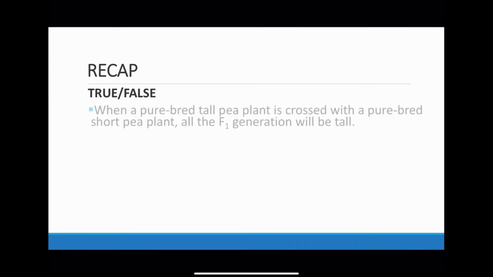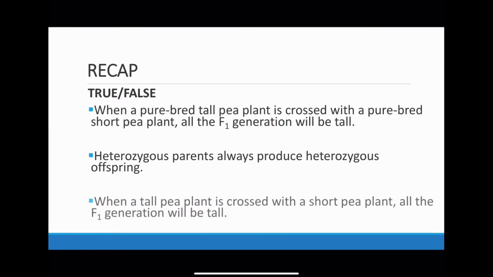First and foremost, just some true and false questions to get you started. If you look at all these questions, they are also reflected in the assignment that you need to do online. So I won't go through too much in detail, but I'll give you some hints as we go along. When a purebred tall pea plant is crossed with a purebred short pea plant, all the F1 generations will be tall. You're looking at a purebred tall pea plant. So if it's purebred, you're looking at homozygous.